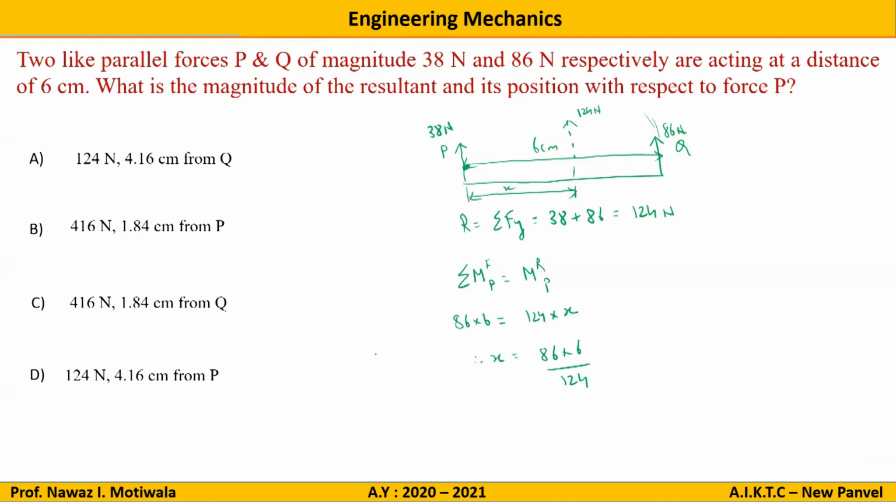So after solving you will get 4.16 centimeter. So the options are 124 Newton and 4.16 from P. So there are two options. We have found out distance x from P. So this will be the correct answer, option D.